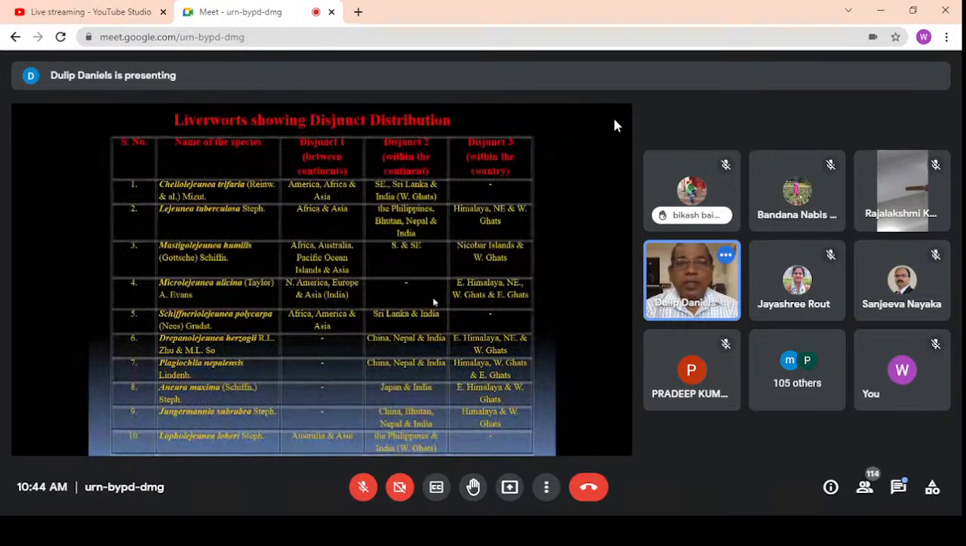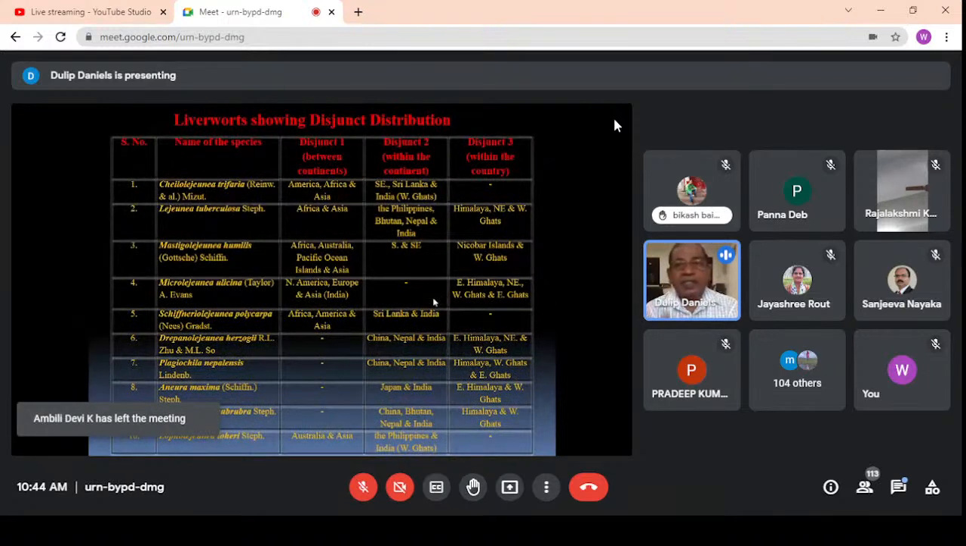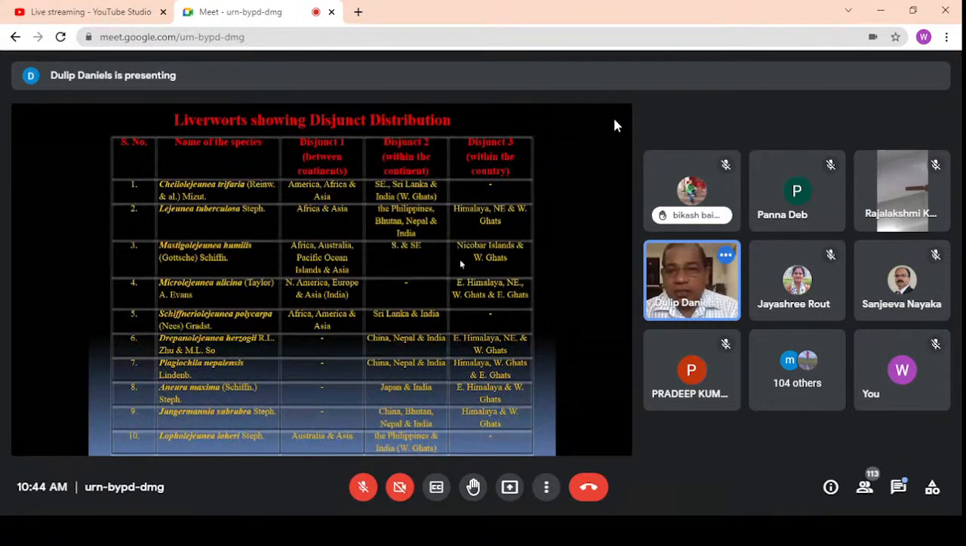Now, liverworts, coming to liverworts. Again, the pattern remains to be almost the same. Now, disjunct within the country, you see that the species represented were in Nicobar Islands and in the Western Ghats. There is a gap. Similarly, Africa, America, and Asia for Scripturaligia polycarpa, and Sri Lanka and India. Then you come to Drepana legernia, you could see that China, Nepal, and India. And within India, it's usually Eastern Himalaya, Northeast, and the Western Ghats.